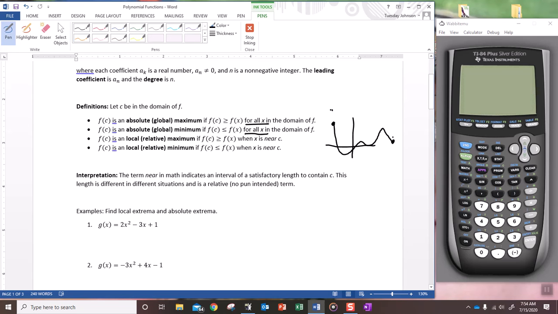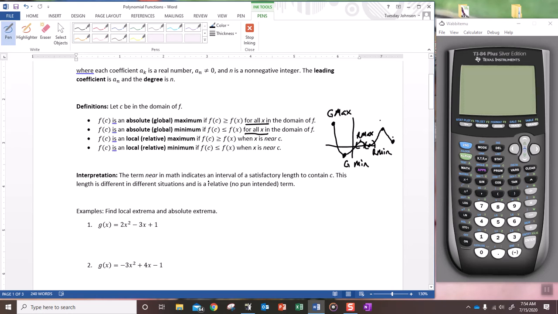We could see here we have a global max, because that's the highest the graph ever goes. Here we'll have a global minimum, because that's the lowest the graph ever goes. We'll have a relative max, we'll have a relative min, another relative max, and another relative minimum. So in this little area, near that value is the highest one. Near this value is the lowest one. And so that's what we mean by near.